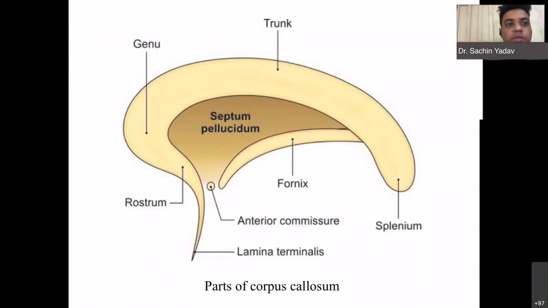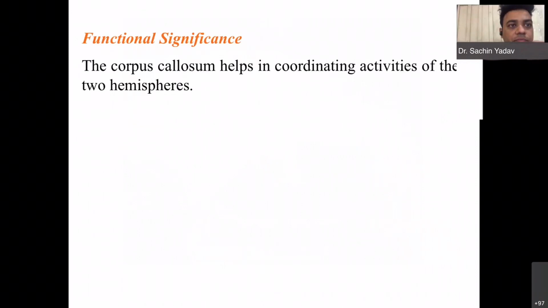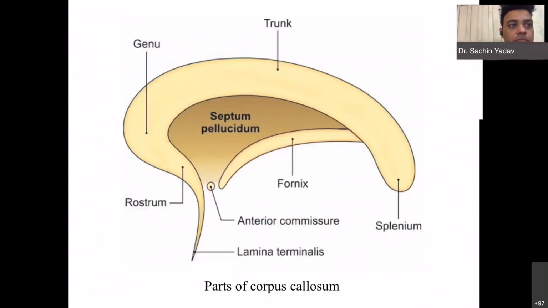So these are the parts of the corpus callosum. On your left side is the anterior part, and on your right side is the posterior aspect. You can see the rostrum, then genu, trunk, and the splenium. I will point here: rostrum, genu, trunk, splenium.